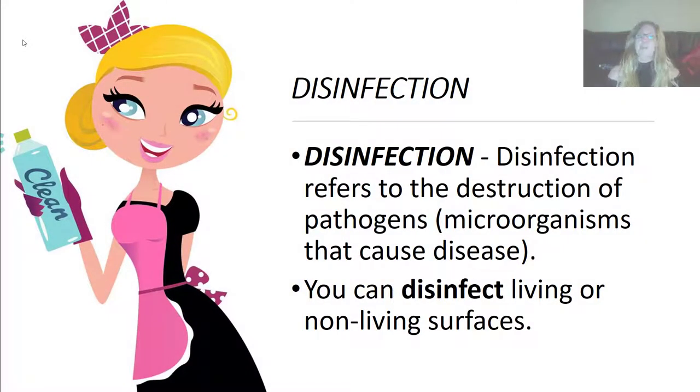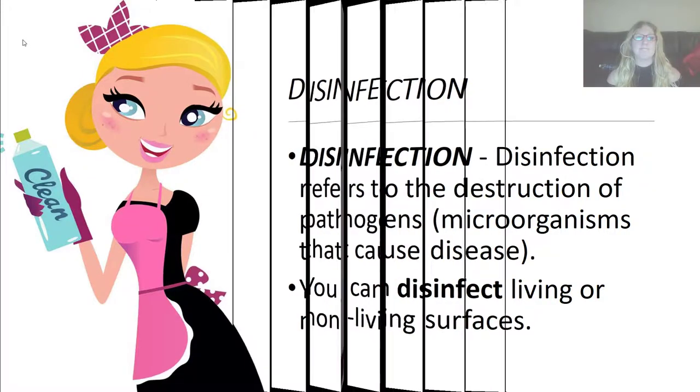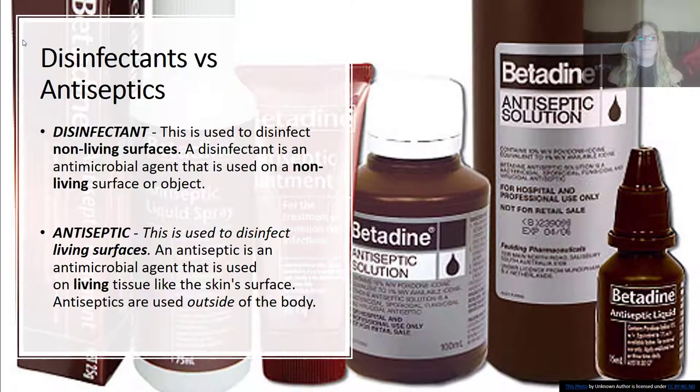So, disinfection. Disinfectants, we find them all over the place. Disinfection refers to the destruction of pathogens, and pathogens are microorganisms that cause disease. You can disinfect living or non-living surfaces. So basically, a disinfectant is just something that is going to destroy disease-causing microorganisms, otherwise known as pathogens. Okay.